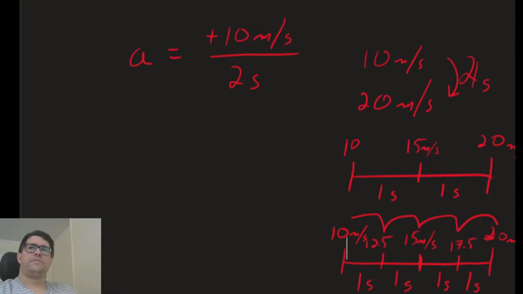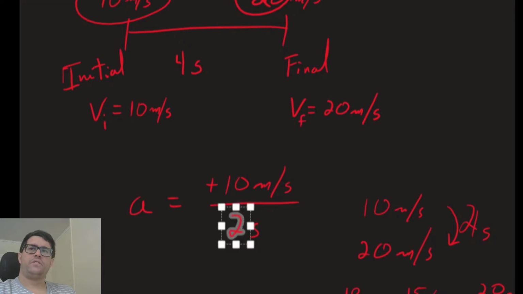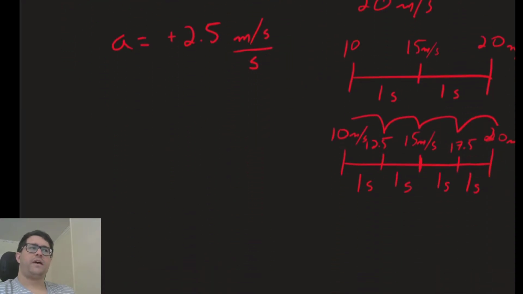Okay, so let's try and use the formula here to see that. If I divide my increase by 4 seconds, then my acceleration becomes plus 2.5 and divide by 4, and the units, meter per second. And we can clearly see that's what's happening here.